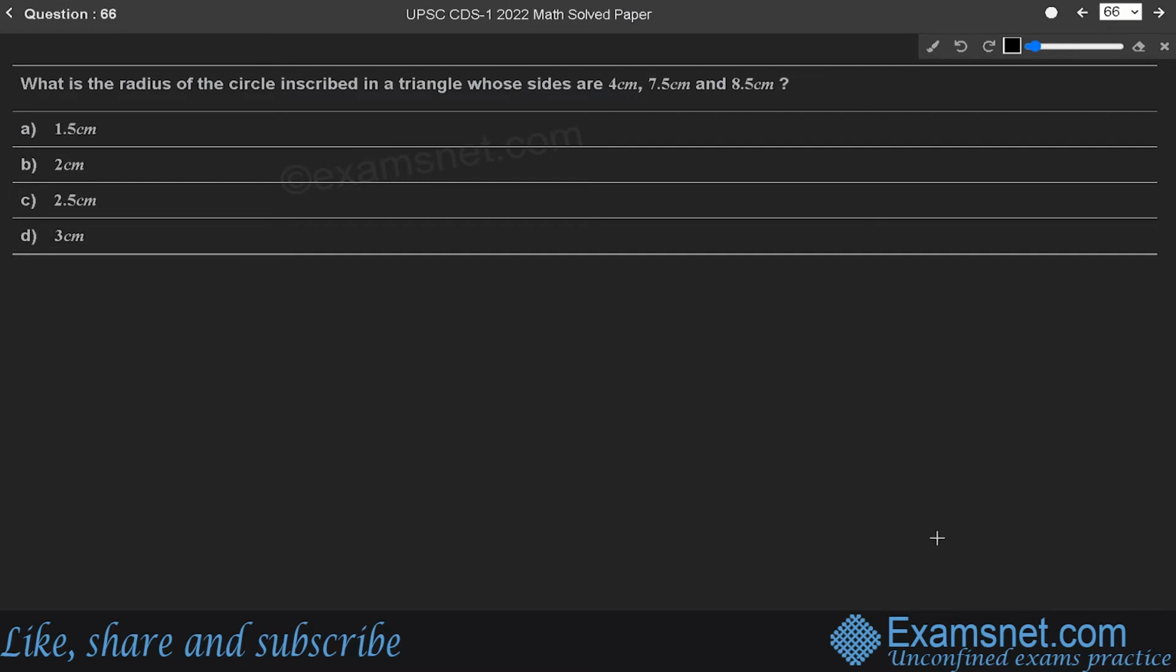Next question is, what is the radius of the circle inscribed in a triangle whose sides are 4 centimeter, 7.5 centimeter and 8.5 centimeter? We are talking about the triangle, so let us make a triangle first. And the sides of the triangle are given, which are 8.5, 4 and 7.5. And the triangle is A, B and C.